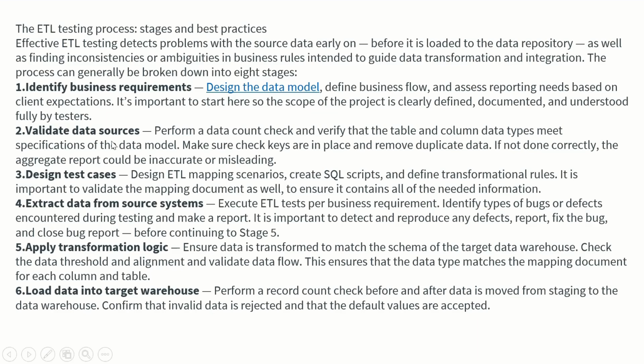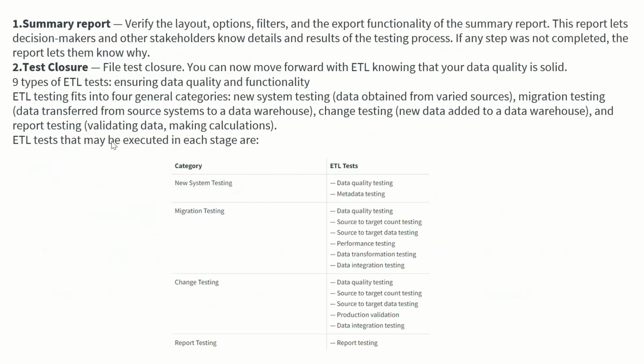So sixth one is load data into the target warehouse. Perform a record count check before and after data is moved from staging to the data warehouse. Confirm that invalid data is rejected and that the default values are accepted.